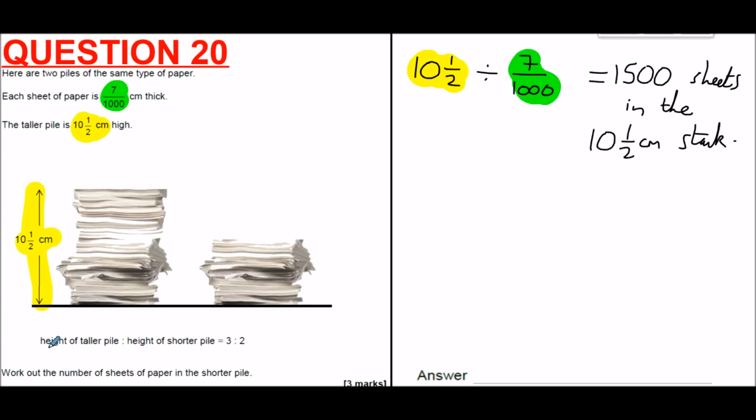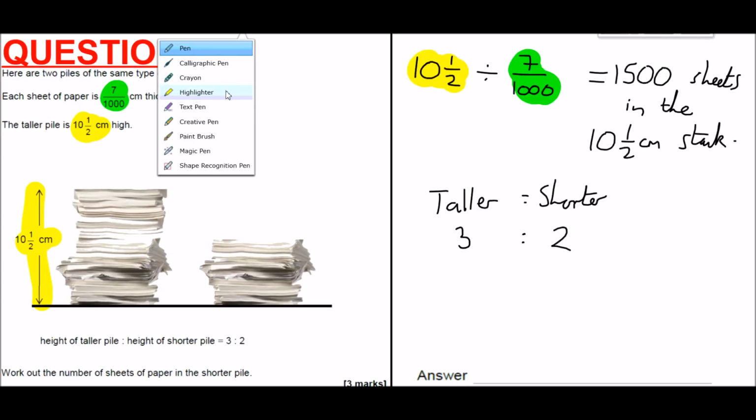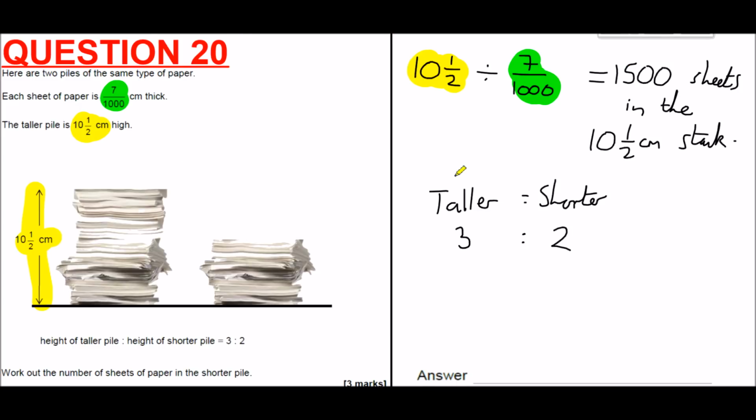We've also got a ratio now we can consider. We've got the height of a taller pile as a ratio to the height of a shorter pile, which is 3:2. What we've done here is worked out how many sheets are in the taller pile. The taller pile has 1,500 sheets, and so that 3 represents 1,500. And 1,500 is obviously bigger than 3. But how many times bigger than 3 is 1,500?